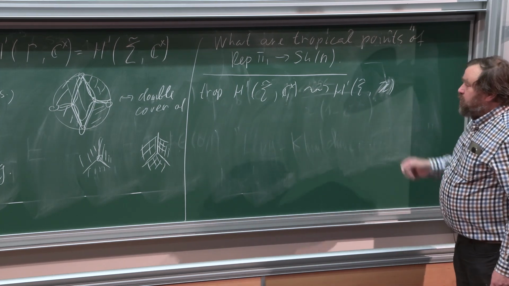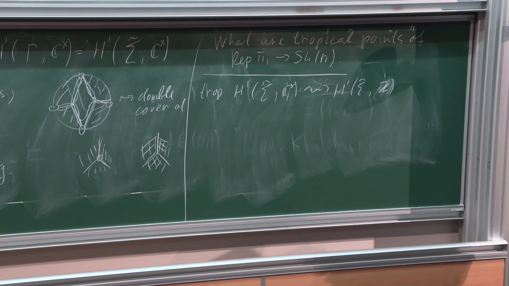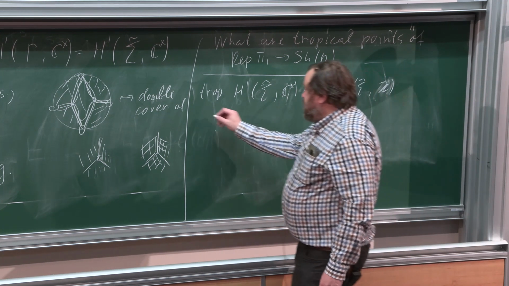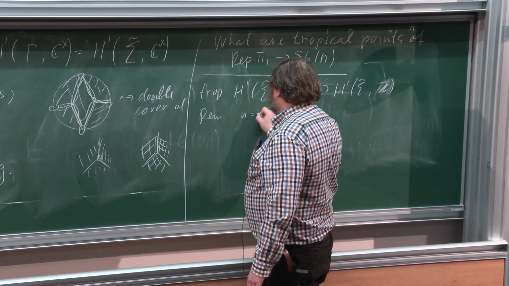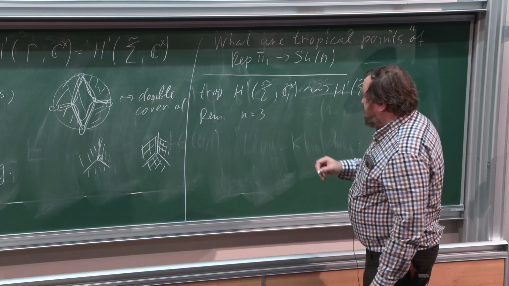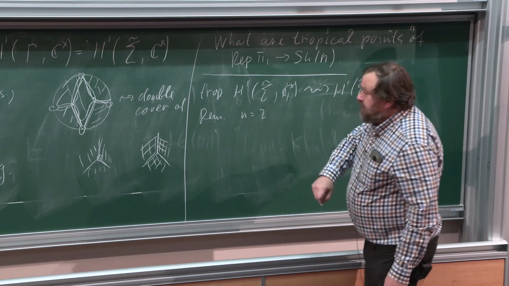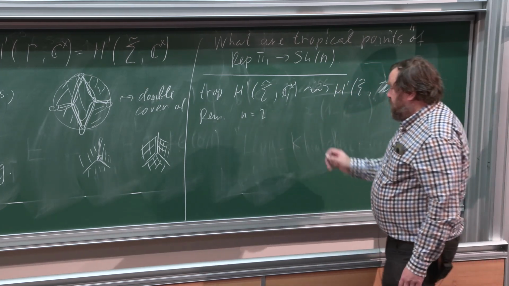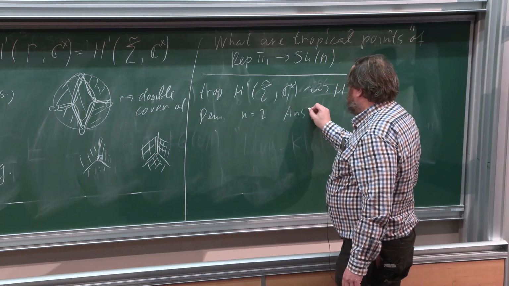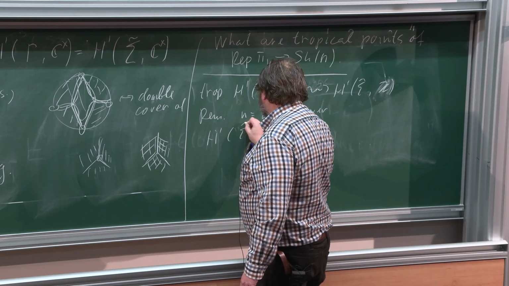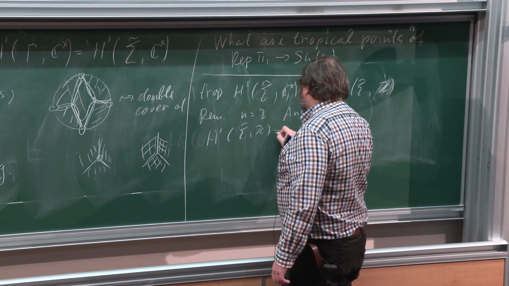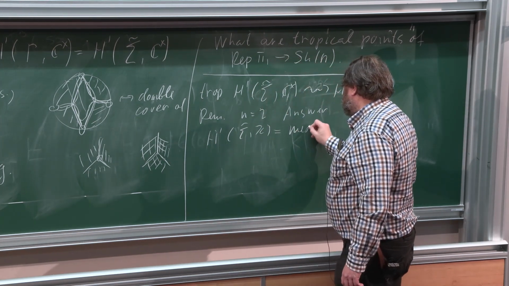Now the question is how you can interpret this geometrically. So they remark that in dimension n equals 2, there is an answer that H1 of sigma tilde with values in Z is the same thing as what's called measured laminations.